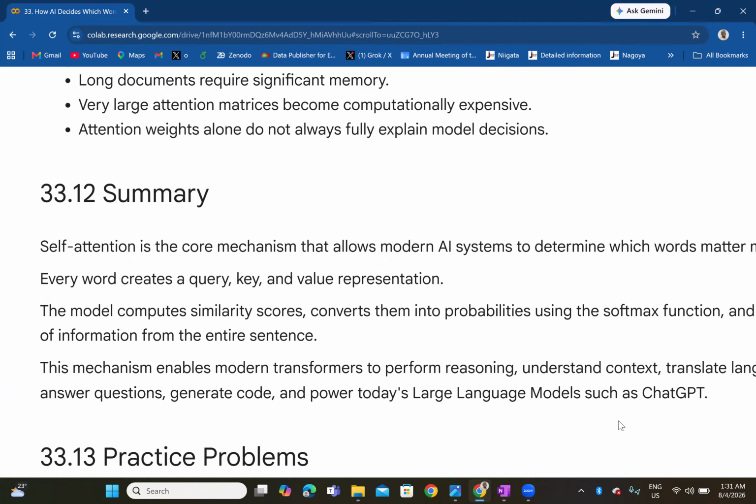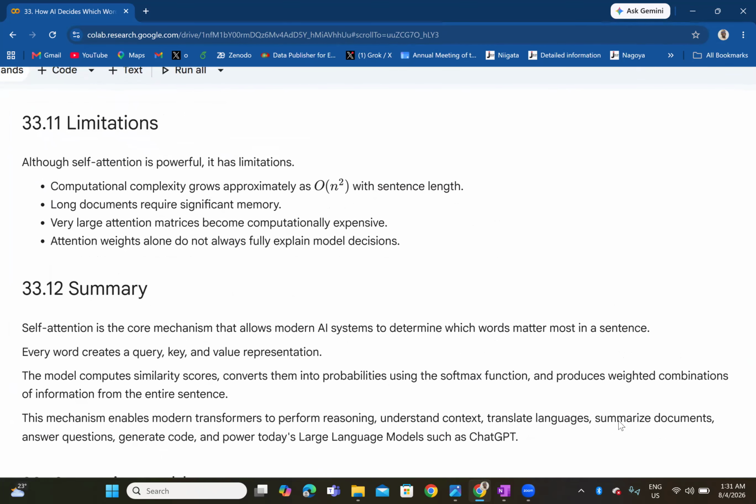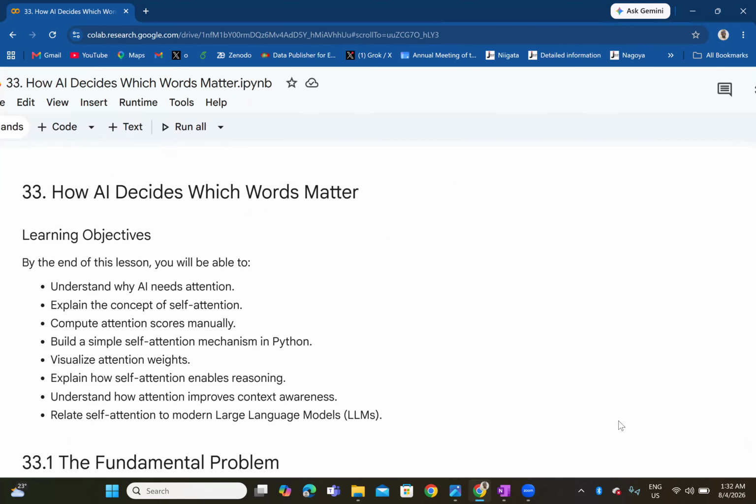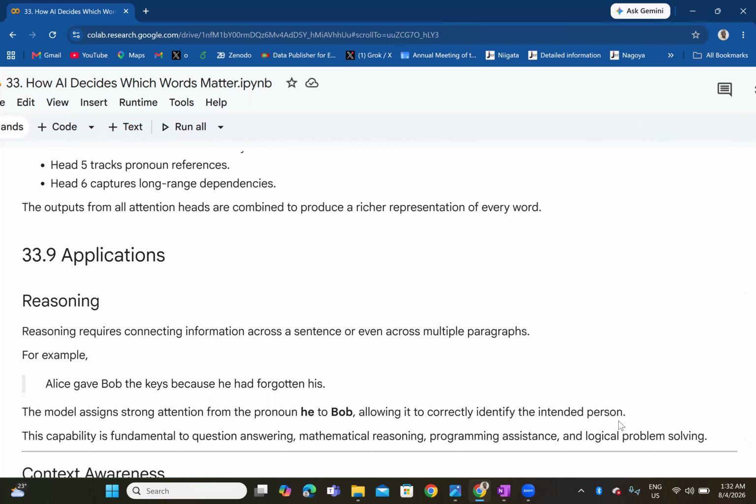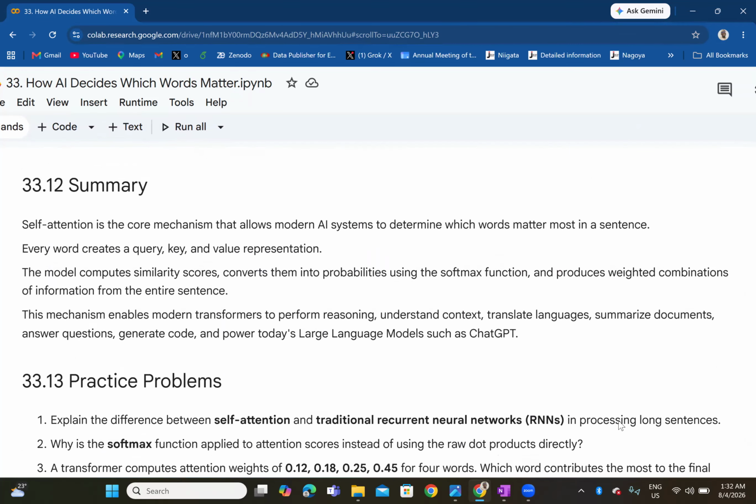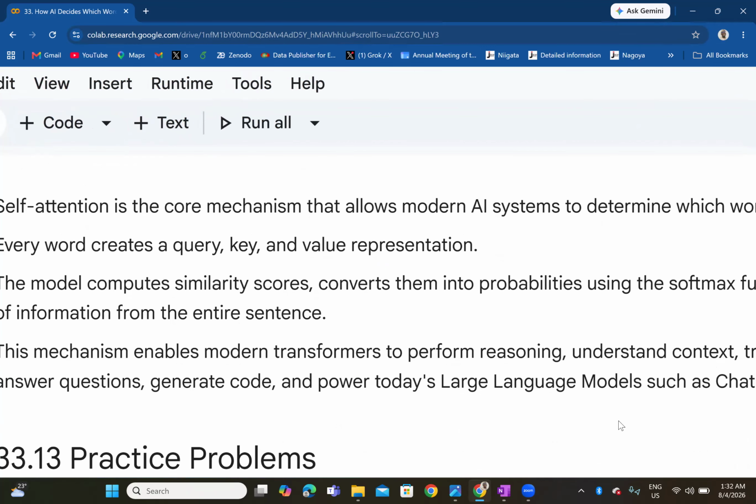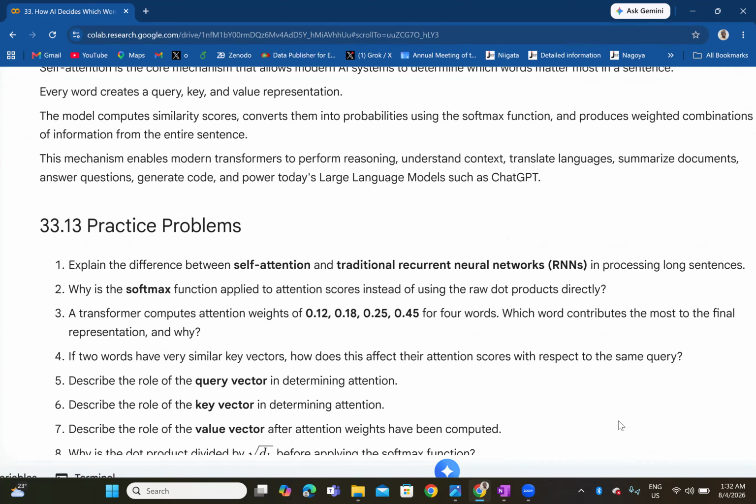In summary, we see that self-attention is the core mechanism that allows modern AI systems to determine which words matter most in a sentence. So the question this video is about is how AI decides which words matter. AI decides which words matter through the process of self-attention, by relating every word with every other word, so that we know the kind of attention every word deserves from every other word in a text, in a paragraph, or whatever we might be doing.